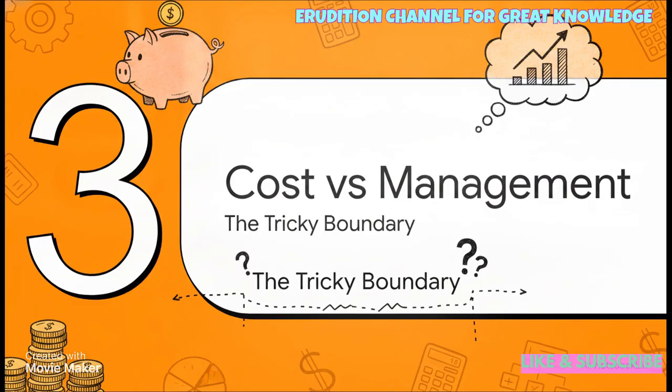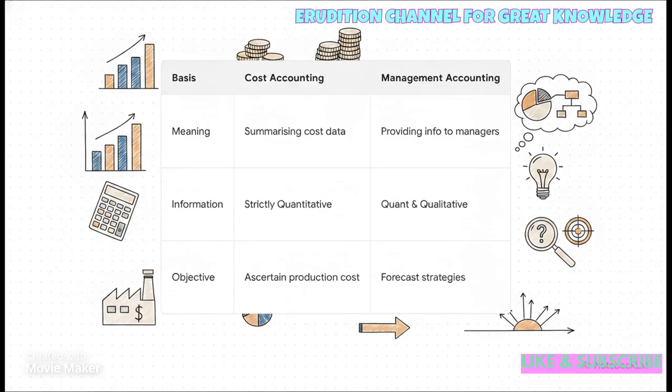Okay, Section 3. Cost versus management accounting. This is honestly the trickiest boundary to define, so pay close attention. The crucial dividing line here is the actual type of information being used. Cost accounting deals strictly with quantitative data, the hard, cold numbers of production.